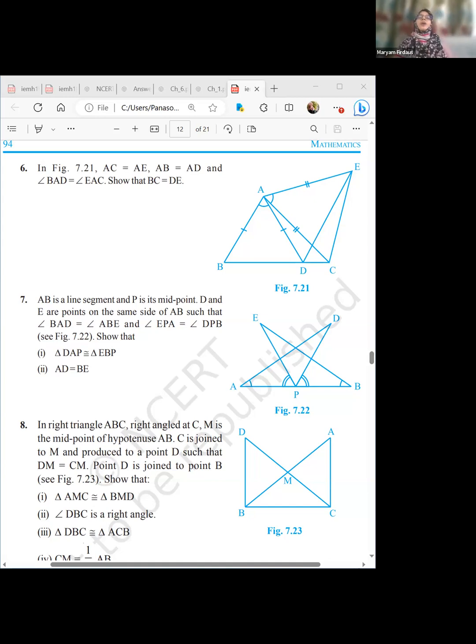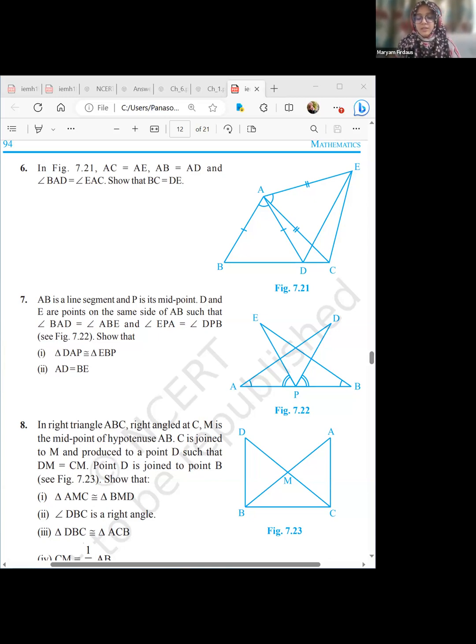In the question, it's not asking you to prove that these two triangles are congruent. But you just have to use your logic: how do I prove what the question is asking me? The question is saying, show that BC is equal to DE. How can I show that? Well, I can show that if I can prove that these two triangles are congruent. So if I prove that these two triangles are congruent, then automatically BC becomes equal to DE. Why? Because these two pairs of sides are already equal. Now, the third side will also be equal.